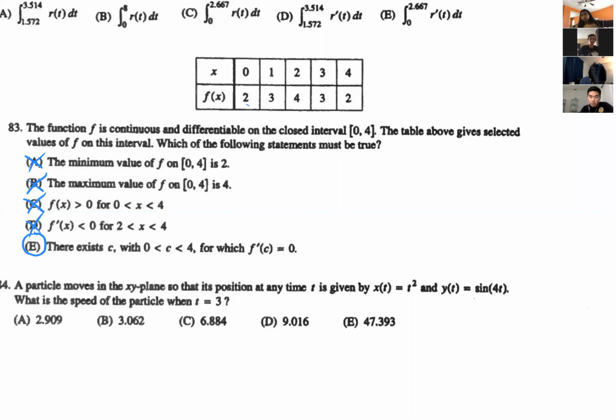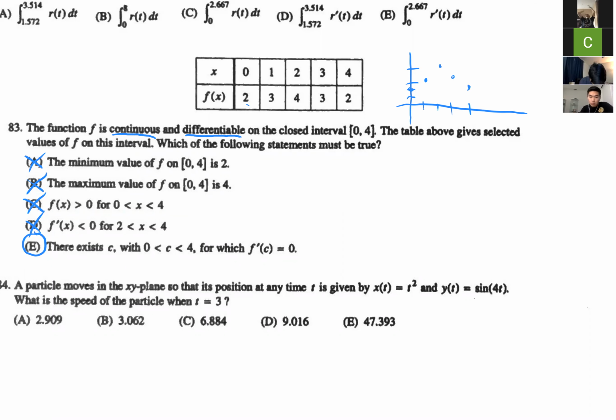Let's just talk about why. There exists c, with c in between 0 and 4, where the derivative is 0. If we know it's continuous and differentiable, it can't be a pointy place or anything like that. So I'll do a quick graph here. We're in quadrant 1, so we have 0, 1, 2, 3, 4. Just a quick sketch: (0, 2) is here, (1, 3) is here, (2, 4) is here, (3, 3), and (4, 2).